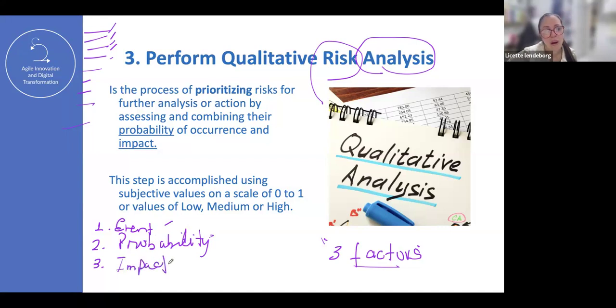Impact or amount at stake. It's the same. So for each one of the events that we identified in process number 2, now I need to analyze each one of those. This is the process of prioritizing the risks for further analysis or action by just combining the probability and the impact.